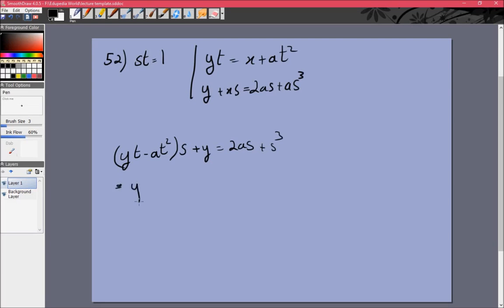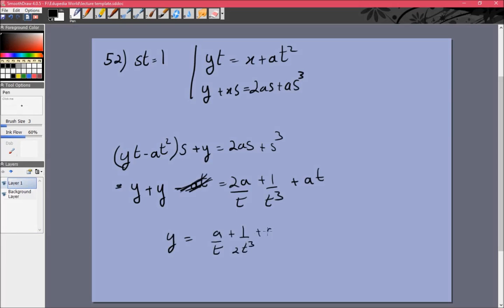So first what we'll get is y plus yt into s is simply y, minus at square into s is simply minus at, is equal to 2a by t plus 1 by t cube. We'll just take at to this side, so we'll add plus at here, and this is 2y. So y is equal to a by t plus 1 by 2t cube plus at by 2. We just take the denominator to be 2t cube, and what do we get? This is 2at squared plus 1 plus at to the power 4.